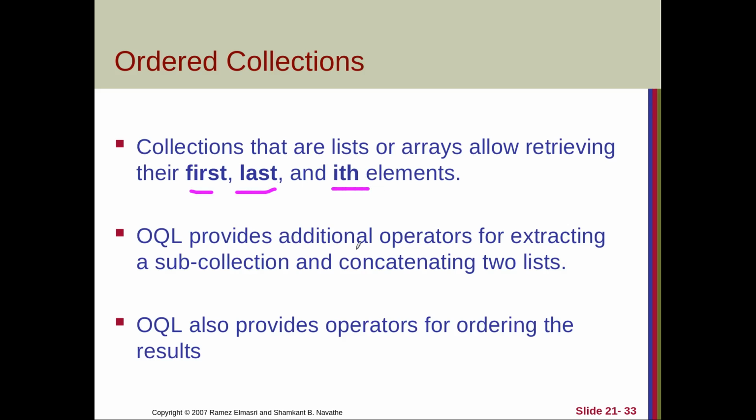OQL provides additional operators for extracting a sub collection and concatenating 2 lists. That is also possible. It also provides operators for ordering the result, that is sorting the results. So you can have retrieving of the first element, retrieving of last element, ith element, extracting a sub collection, a subgroup of a particular collection, or we can concatenate 2 set of elements. All these are possible with ODMG OQL query language.